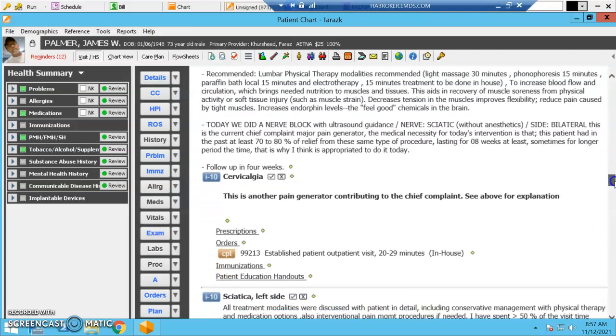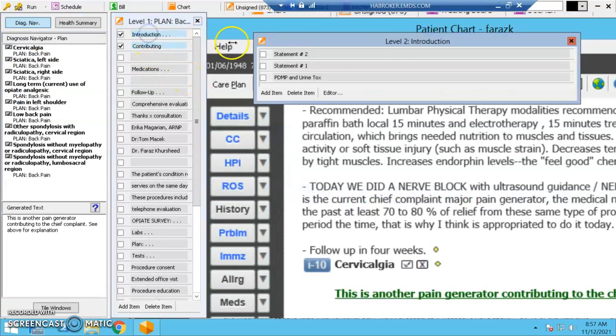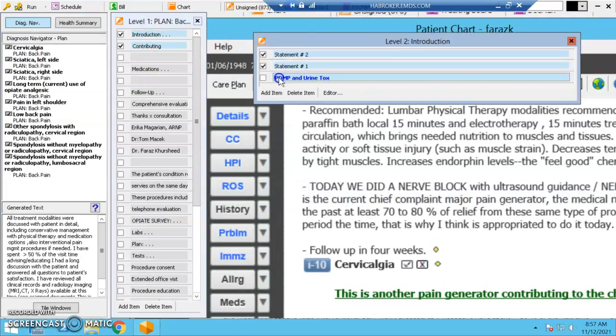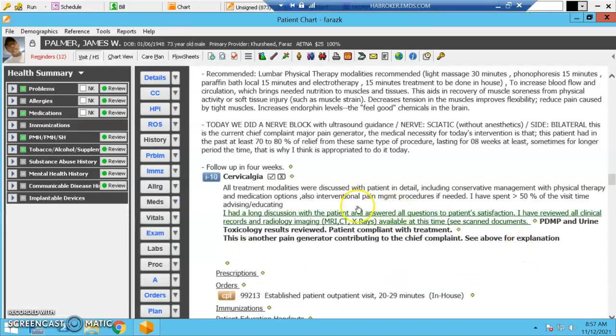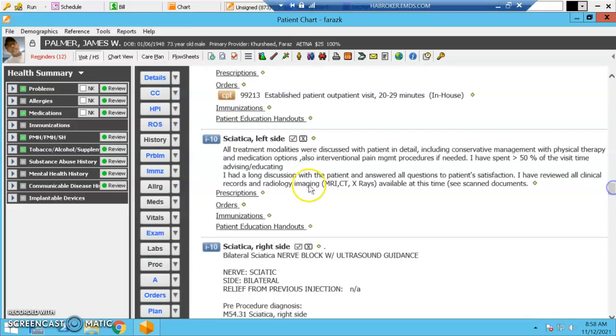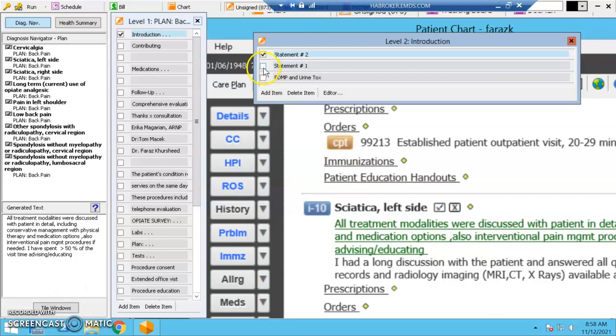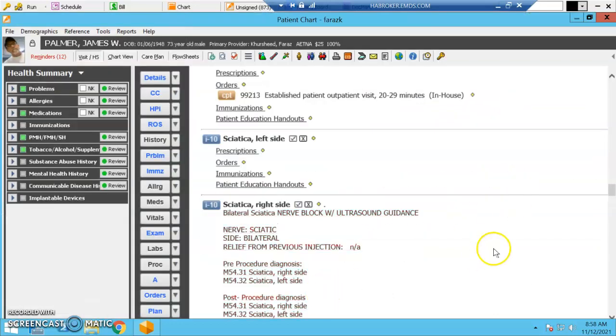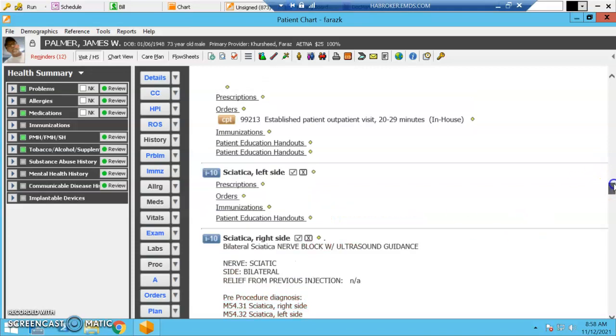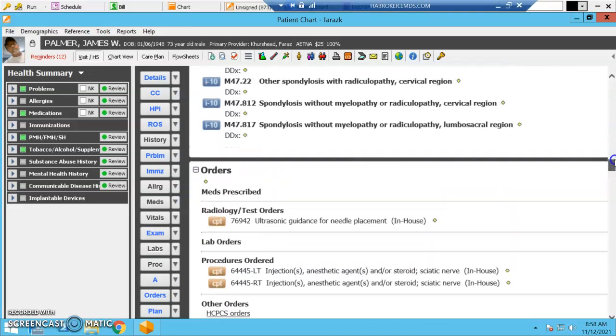Now if you click here and click on first introduction, click statement, then it just puts out a little blurb that all modalities were discussed. We spent this much time with the patient, some basic requirements of how we're billing, and then just unclick this here. So now it's gone from there. We did the sciatic nerve block bilateral, which is on the right side. So I'm just going to move this up.